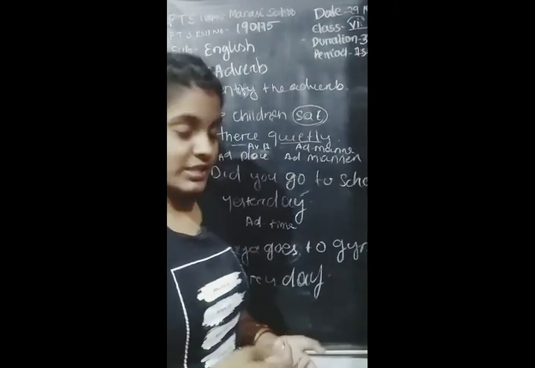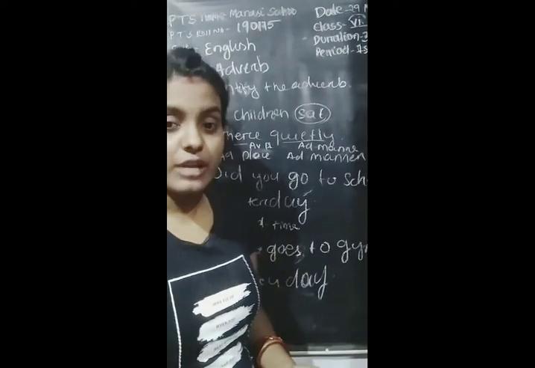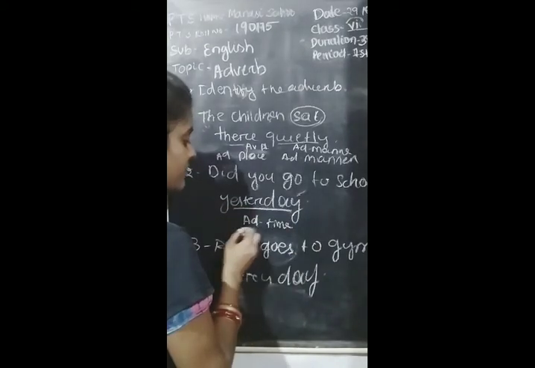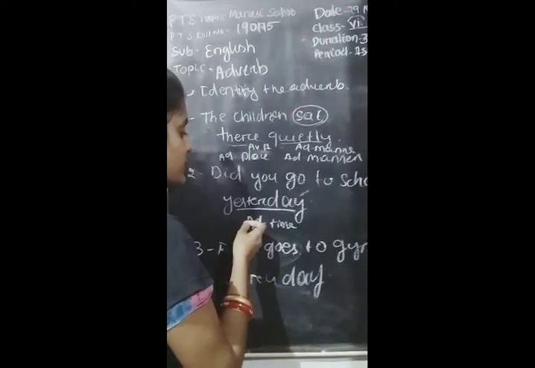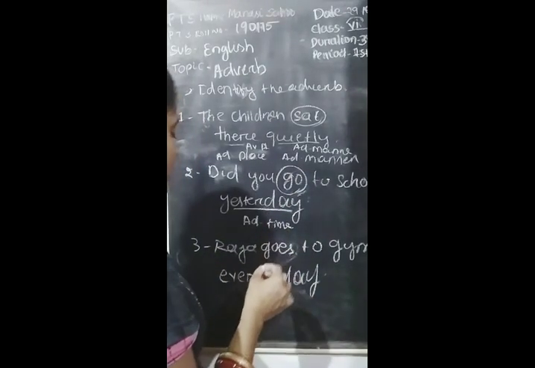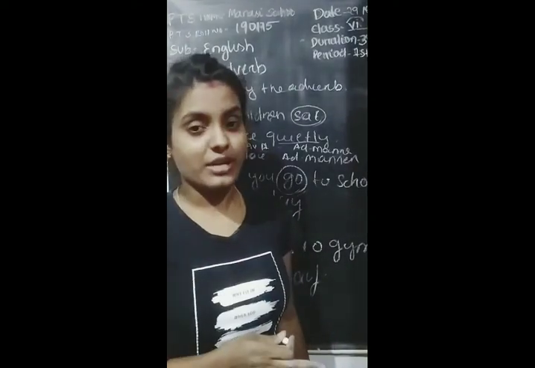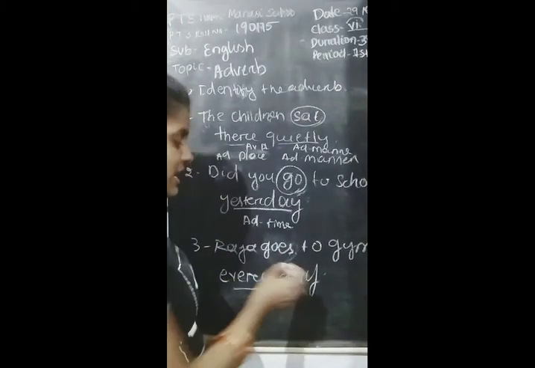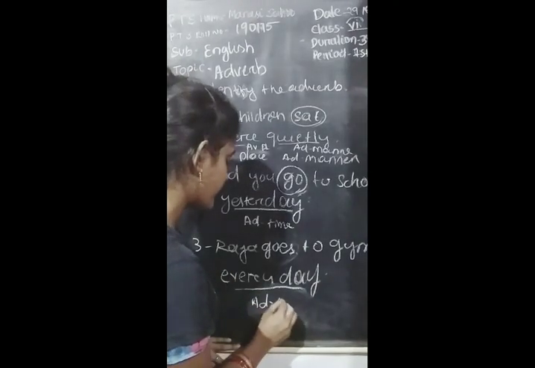Now let us move towards the second sentence on the blackboard. Shashank, you tell me. Very good. In the second sentence, the word yesterday is an adverb of time, and it modifies the verb go. Now let's move towards the third question. This time, Pratyasha, you tell me. Very good. In the third sentence, the word everyday is an adverb of frequency. Very good. Adverb of frequency.